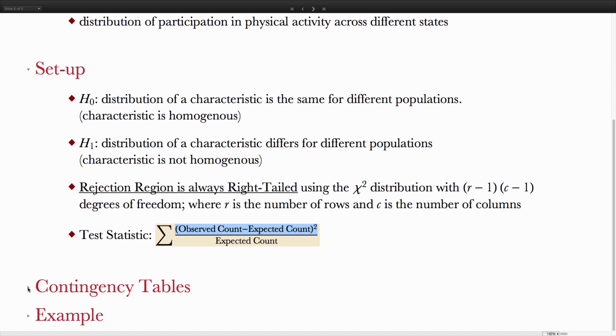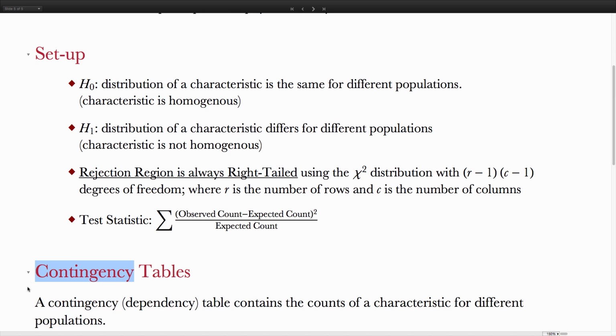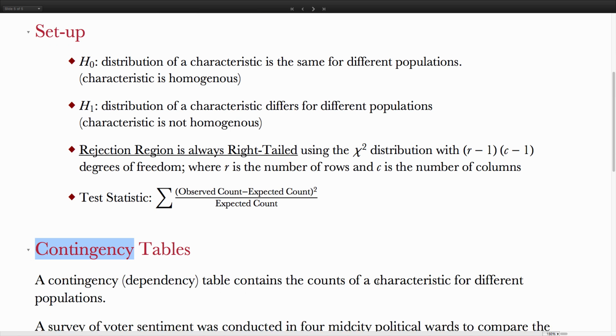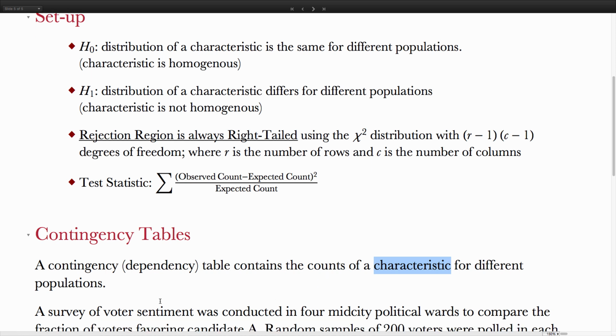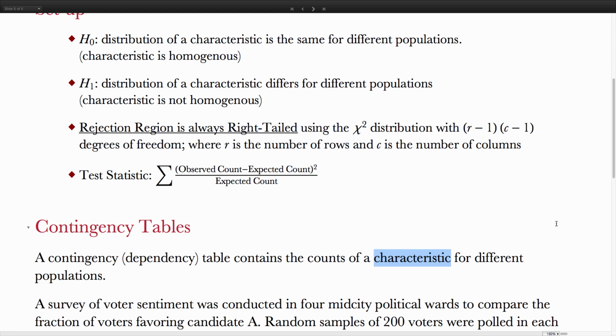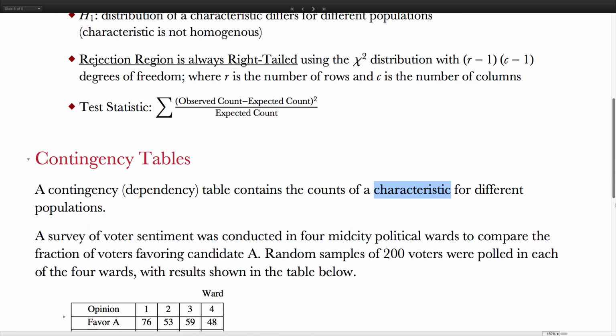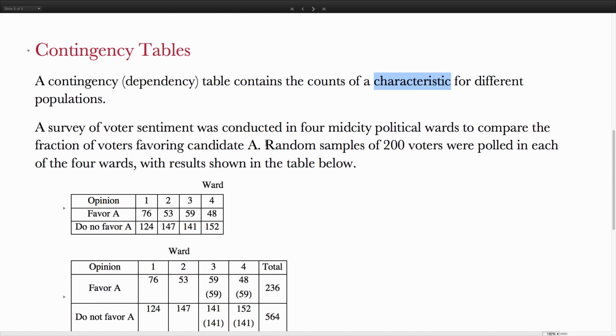Now, it's important to understand that in the previous example, our contingency table classifies a subject into two methods of categories or classifications. But in a test of homogeneity, what we do is we count a single characteristic for different populations. So for example, a survey of voter sentiment was conducted. So let's take a look at what we got. Random samples of 200 voters were polled in each of the 4 wards. In this case, the 4 wards represent 4 populations, with results shown in the table below.